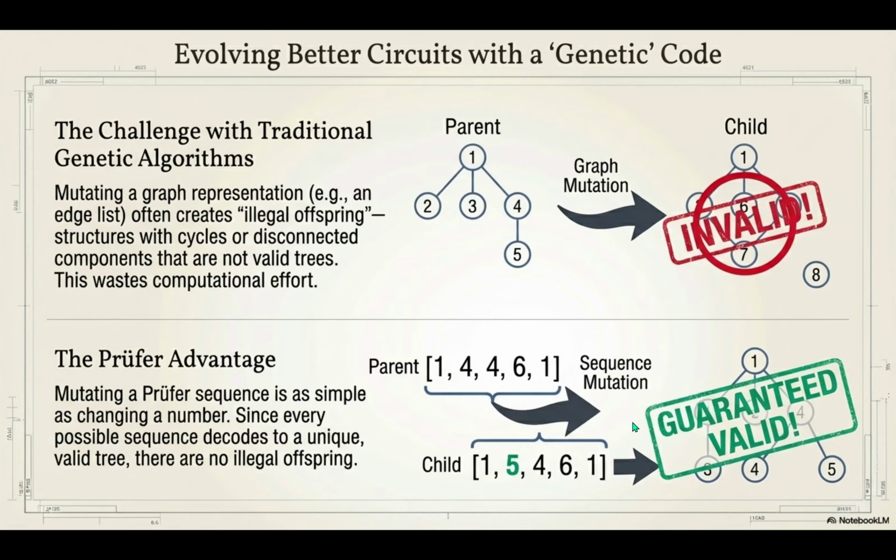The sources broke this down into 3 pillars. The first one is validity, which is what we just said. You're only searching through valid topologies. It makes previously intractable problems totally solvable.